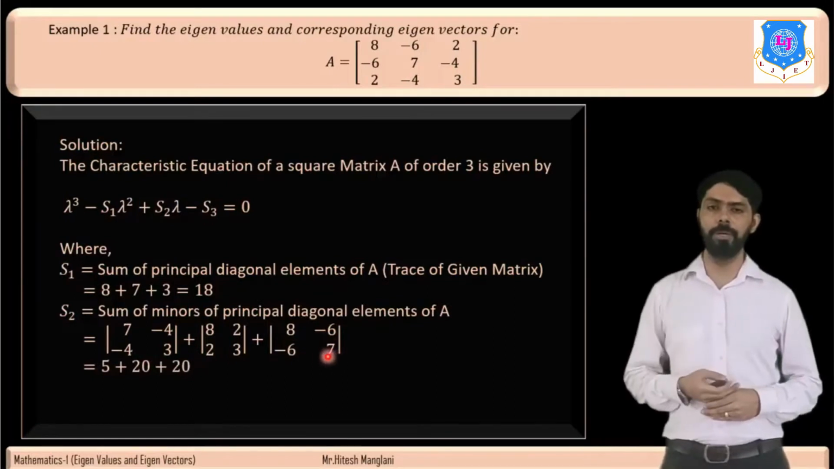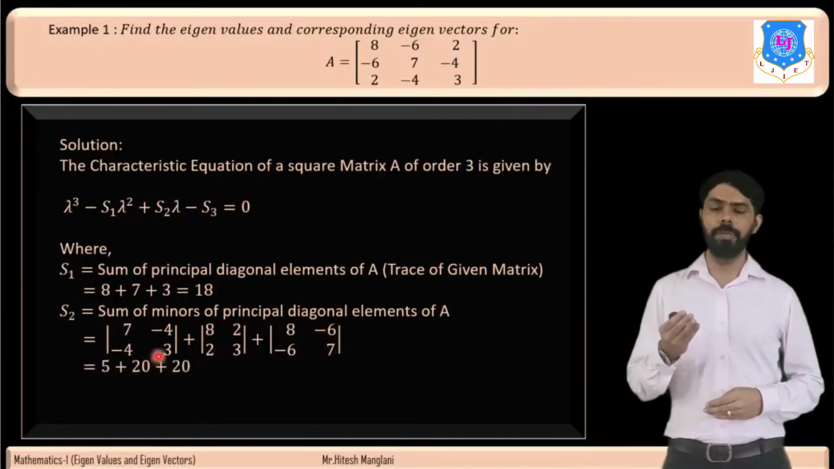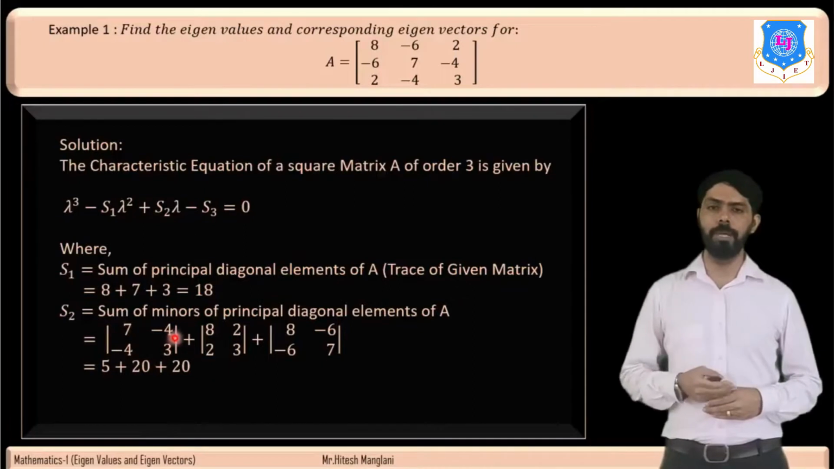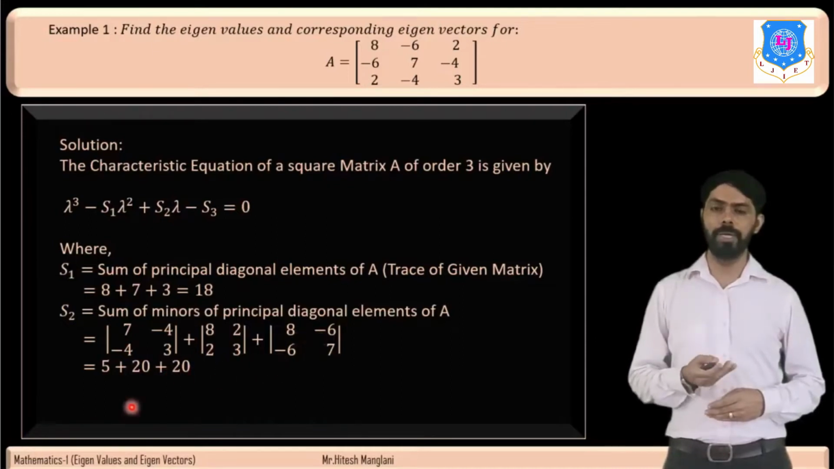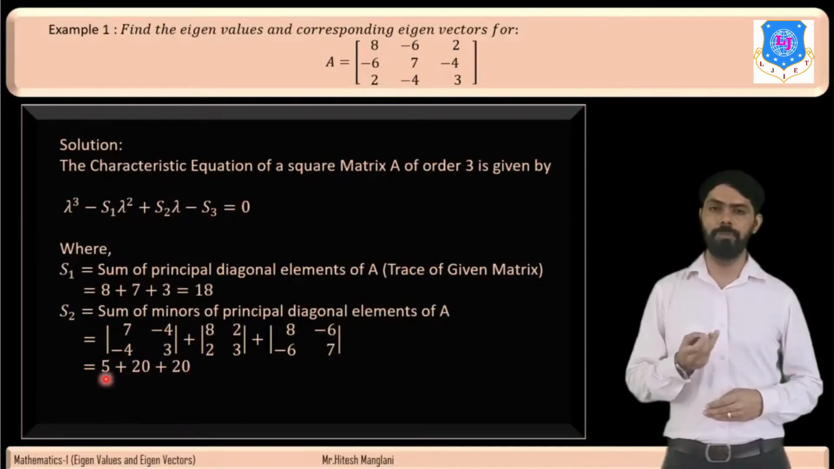Now if we take the determinants, here 21 minus 16, so it will be 5, plus 24 minus 4, so it will be 20, plus 56 minus 36, so it will be 20. So 20 plus 20 plus 5, it will be 45. So the value of s2 is 45.